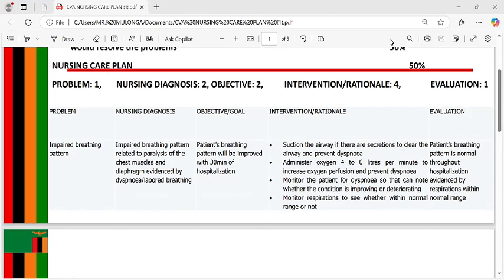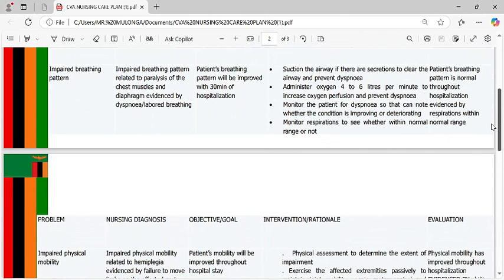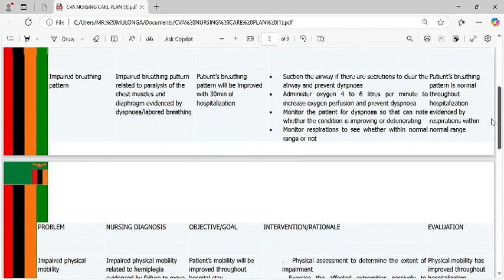Then we go to the other point. I will monitor respirations to see whether they are within the range or not. You have to check the respirations to note whether they are within the range or not. It is important so that we can know that the respiratory system is functioning well and there is no respiratory failure.